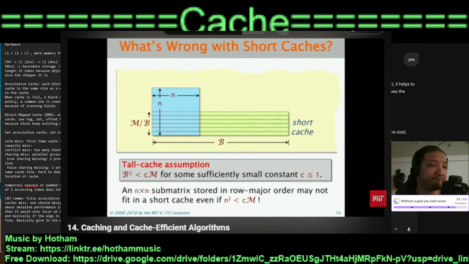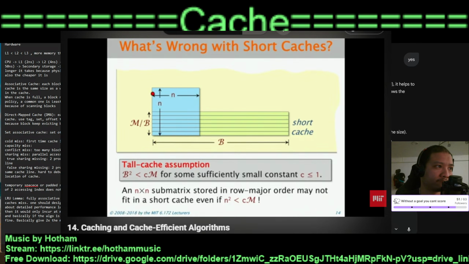To see that, we're going to look at what's wrong with a short cache. In a short cache, our lines are going to be very wide, wider than the number of lines that we can have in our cache. Let's say we're working with an n by n submatrix, stored in row major order. If you have a short cache, then even if n squared is less than cM, meaning that you can fit all of the bytes of the submatrix in cache, you might still not be able to fit it into a short cache. And this picture illustrates this.